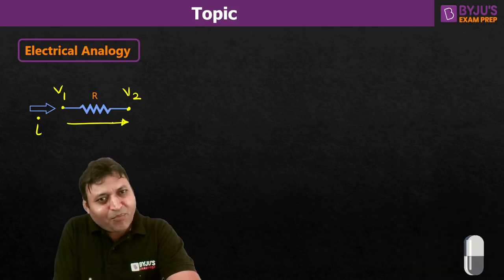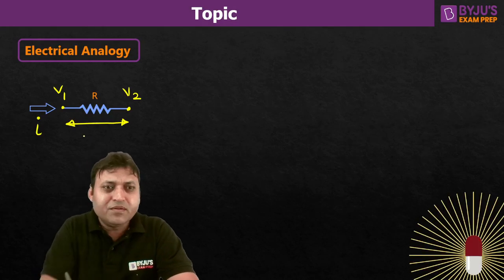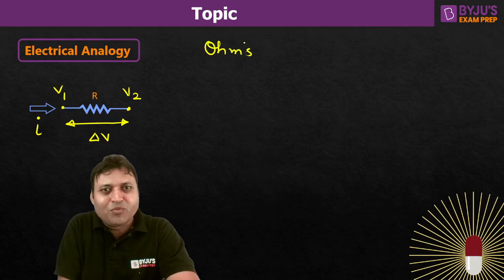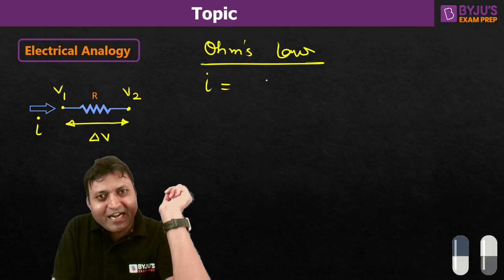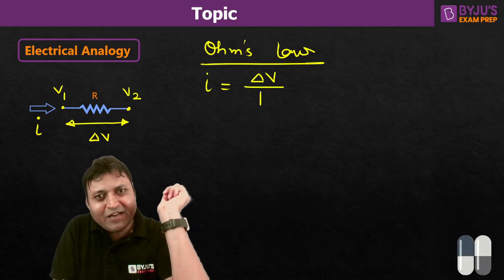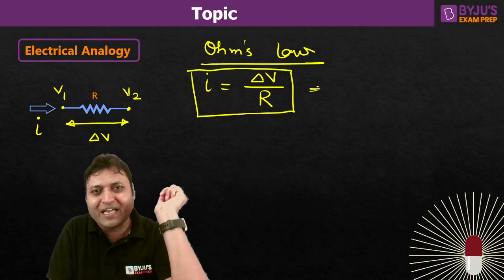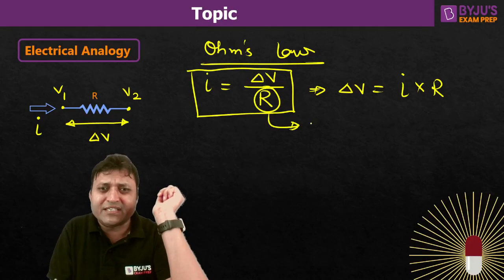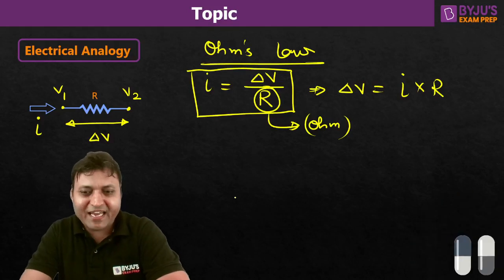So we can call the potential difference V. And according to Ohm's law, in an electrical circuit diagram, the current flow is equal to the potential difference divided by the electrical resistance, or we can say delta V is equal to I multiplied by R. What is the unit of resistance? The unit of resistance is Ohm, isn't it? So this is the basic circuit diagram.